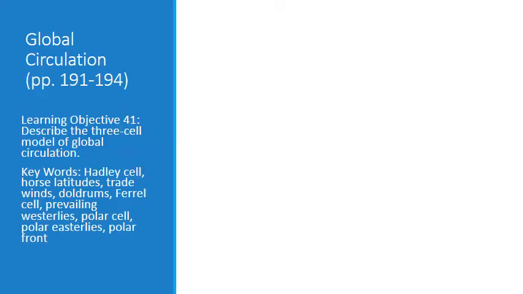The content in this presentation is covered on pages 191 through 194 of your textbook, and it's meant to help you achieve Learning Objective 41, which is to describe or sketch the three-cell model of global circulation. Be sure to skim those pages before watching the video and read the chapter carefully before attempting the online quizzes.